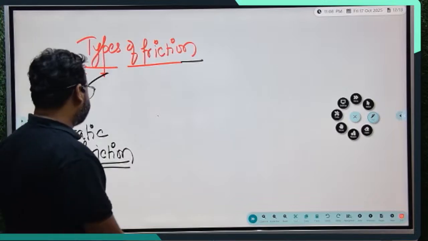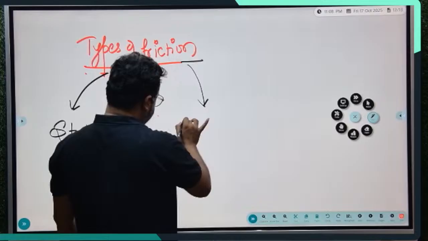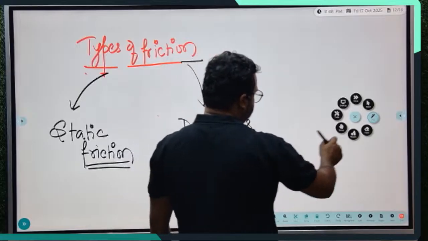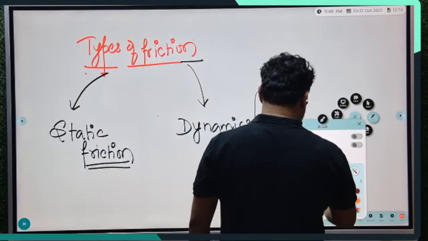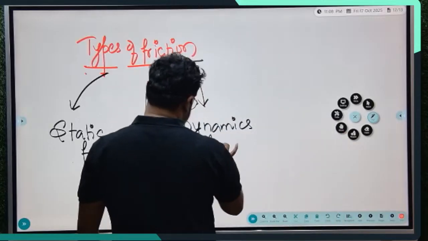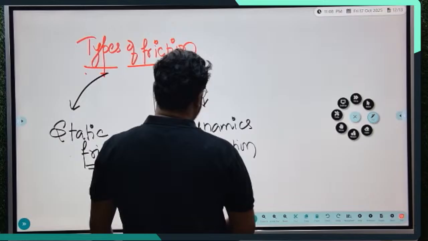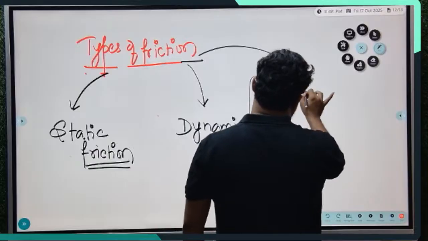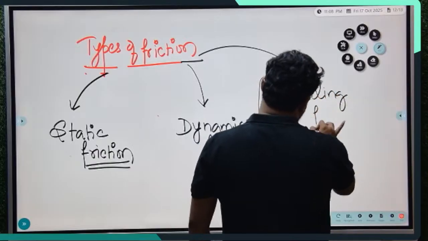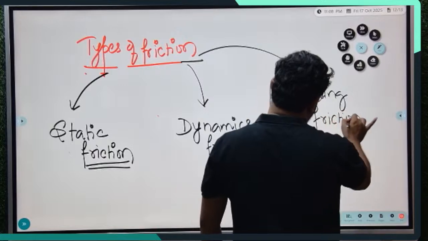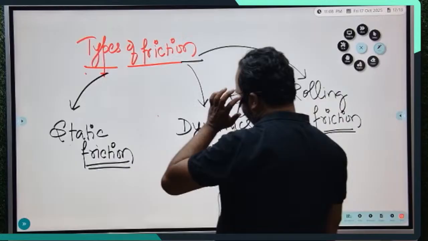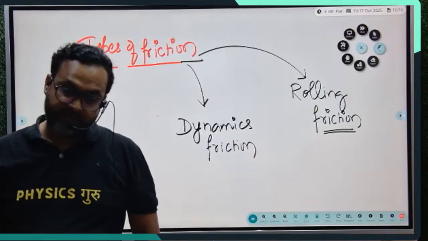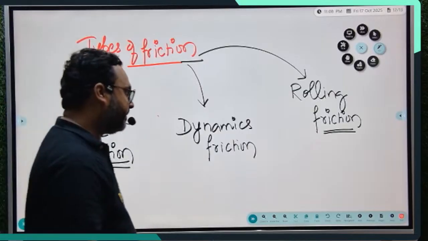There are three types of friction. The first is static friction, the second is dynamic friction, and the third is called rolling friction. I repeat, there are three types of friction: static, dynamic, and rolling friction.